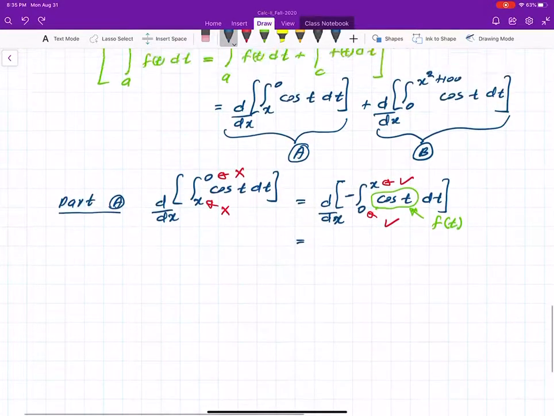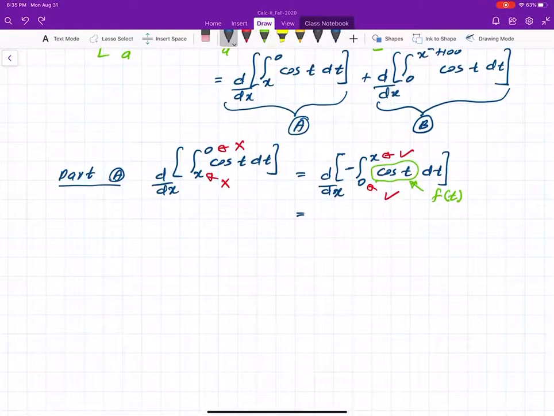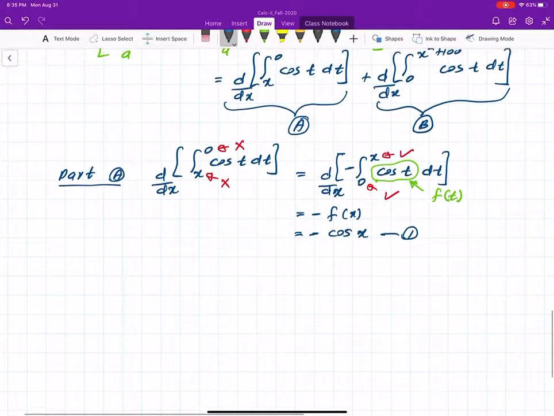Alright, great. Now you write this so that the negative sign comes in front, and then you write f of x. You know f of t is cos t, so this should be minus cos x. That is the solution for part A. Take that as 1.